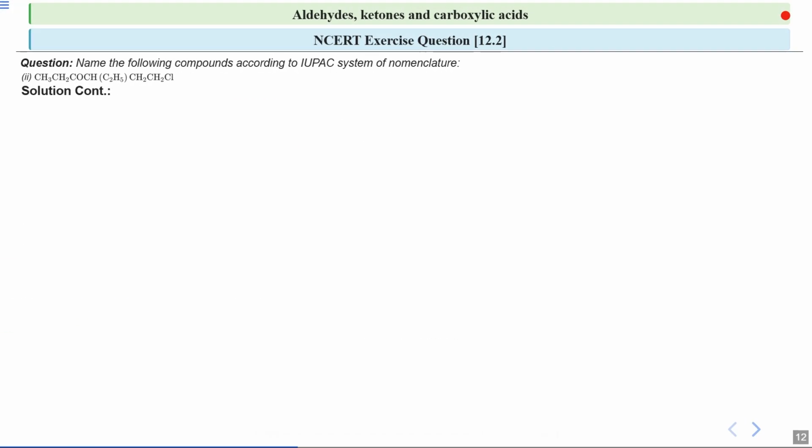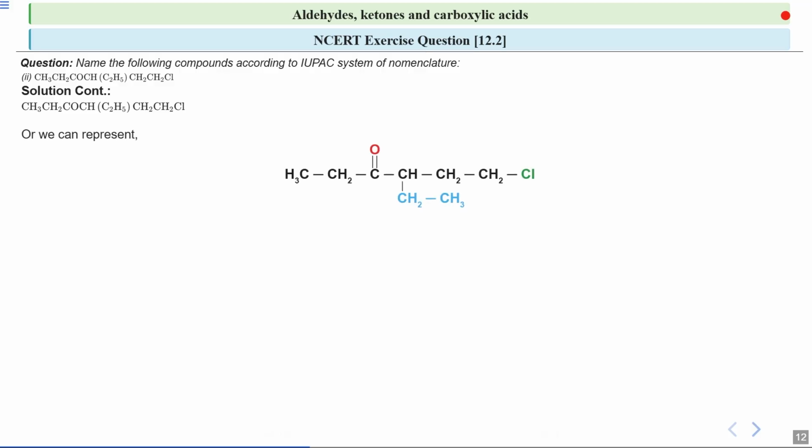Now continuing with the second part. Now we see we have another molecular formula, which is CH3CH2COCH(C2H5)CH2CH2Cl. So we will start by identifying the main functional group and the longest carbon chain, and see the different groups that are attached to this chain. So we can represent this.